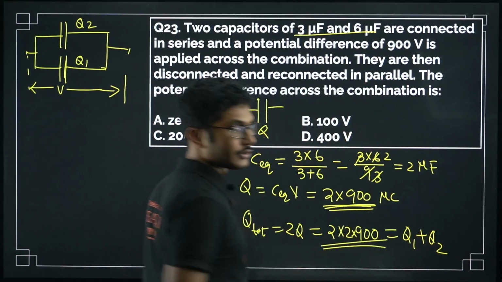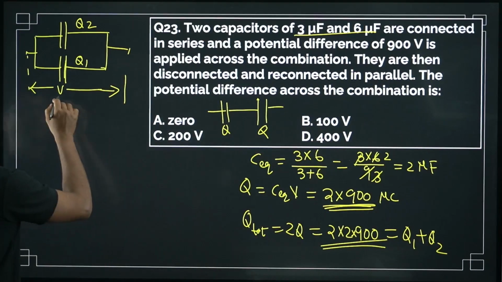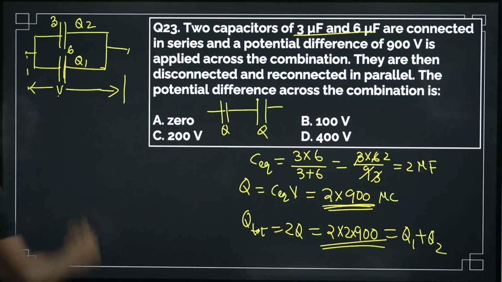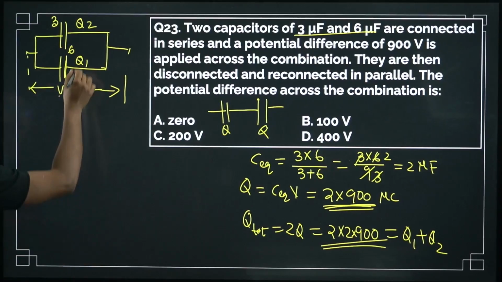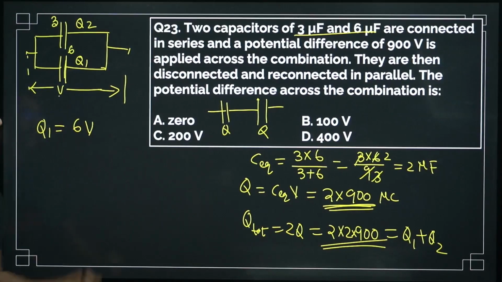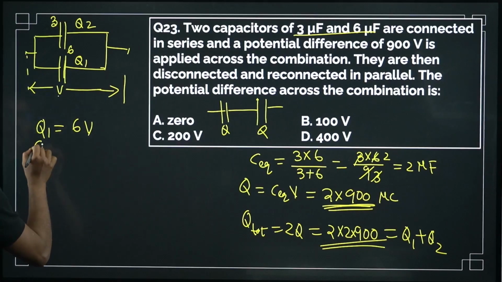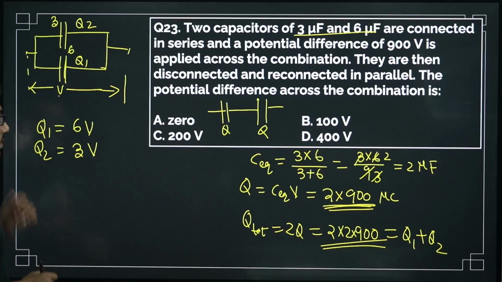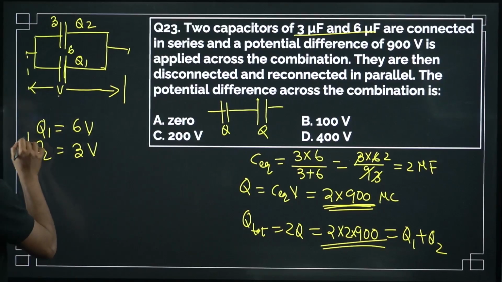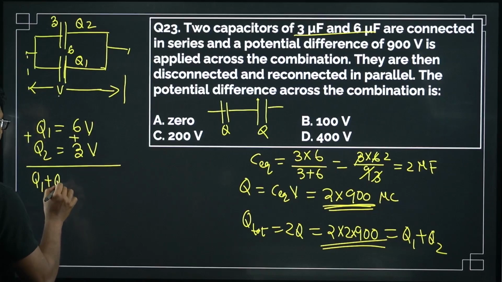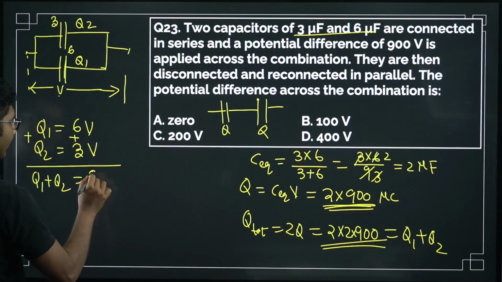You have to remember this. We are trying to find the potential V. One of them is 3, one of them is 6. Now what is Q1? Q1 is 6V, the potential is the same. What is Q2? Q2 is 3V. Now if you add these two, what do you get? Q1 plus Q2 equals 3 plus 6, 9V.